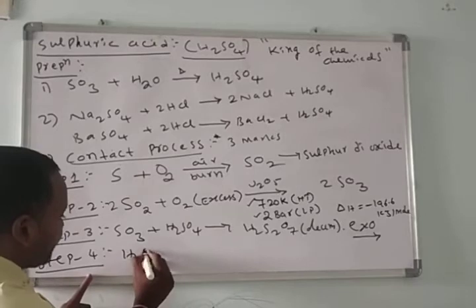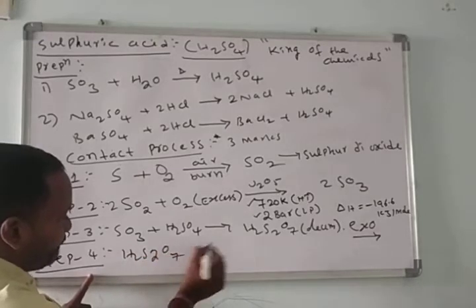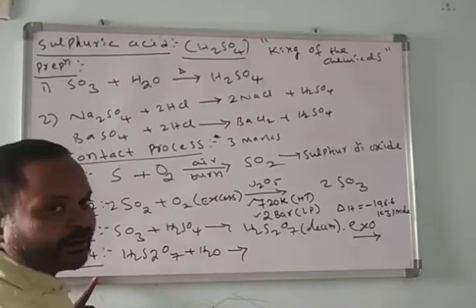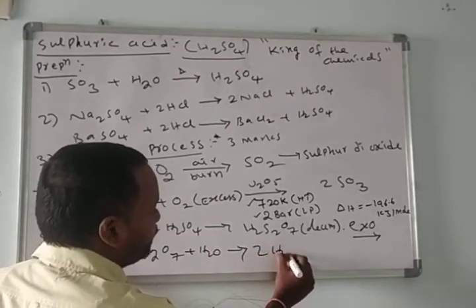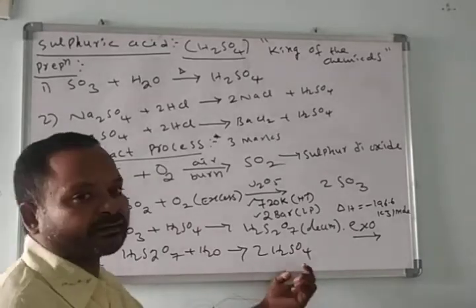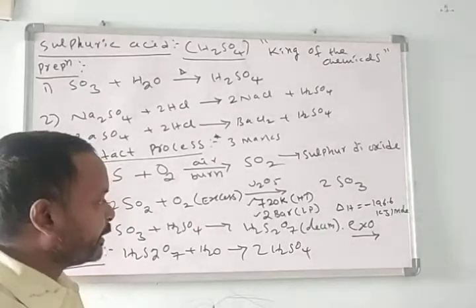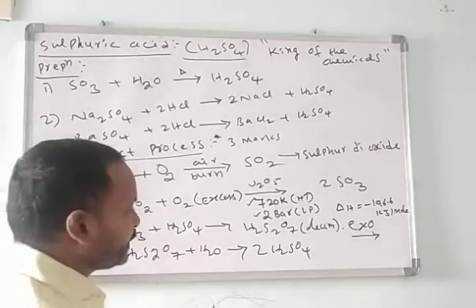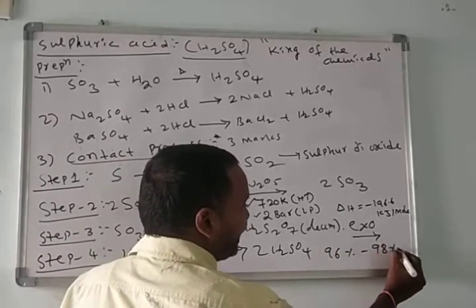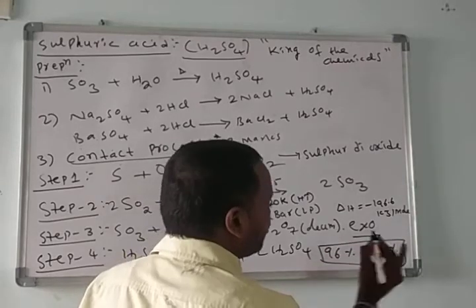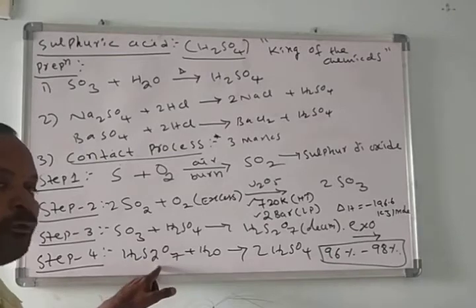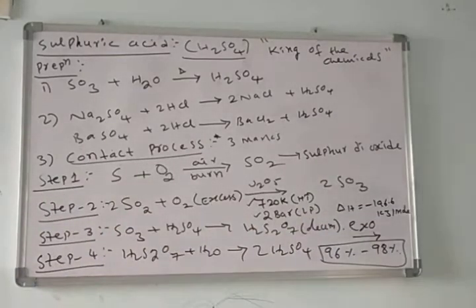Step 4: this oleum is diluted in water and forms more and more sulfuric acid, of the desired concentration. Nearly 96% to 98% concentrated sulfuric acid is formed when the oleum is diluted in water.